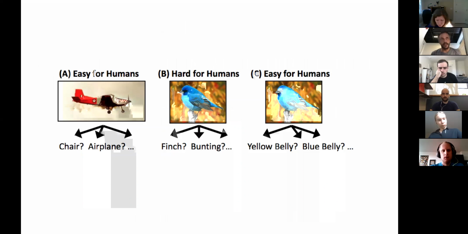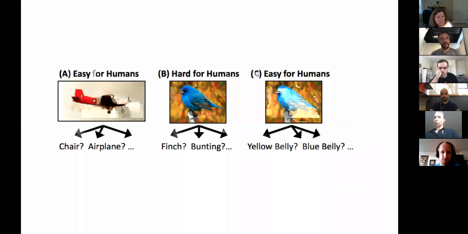One of the key ideas here is the complementarity between human and machine ability on these types of tasks. So if you look at the image on the left, this question of what basic level category is shown in the image is quite easy. Is it a chair? No. Is it a bicycle? No. Is it an airplane? Yes. So this is basically very easy for humans.